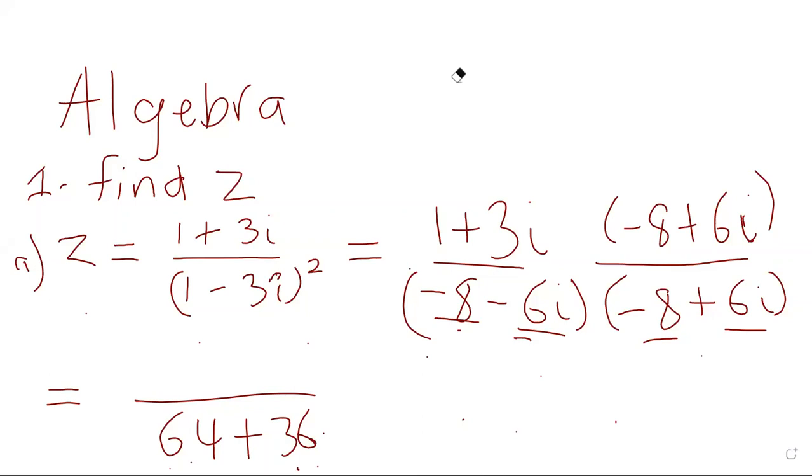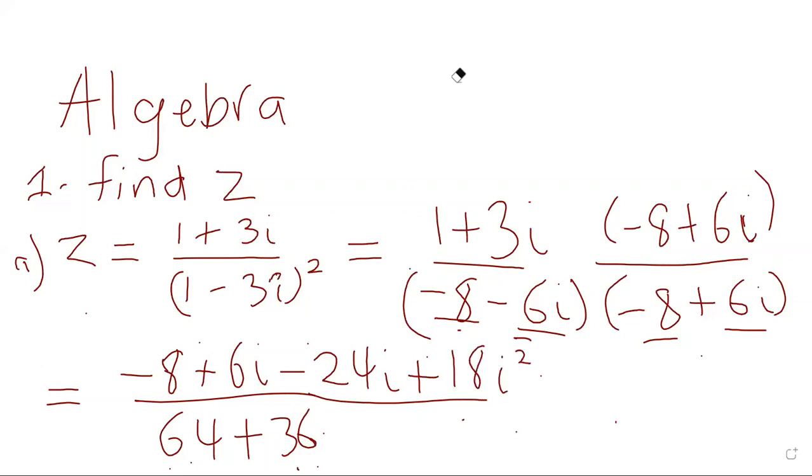So we are going to multiply the top, okay, and then it's not too hard to multiply the top. So we have 1 times minus 8, that will give us minus 8. We have 1 times 6i, that will give us 6i. We have minus 3i times minus 8, that will give us minus 24i. And then we have 3i times 6i. That will give us 18i squared.